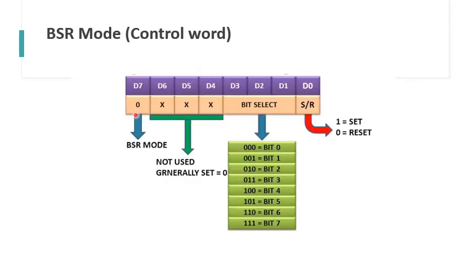As stated before, bits of port C can be set and reset individually in bit set reset mode. It is achieved by writing the appropriate control instruction at the control port. These instructions are called bit set reset mode control words. The figure shows what you need to write on the control port to manipulate the bits of port C in BSR mode.